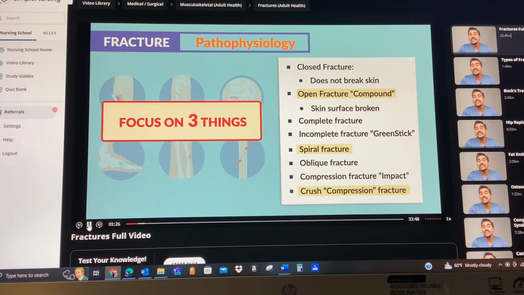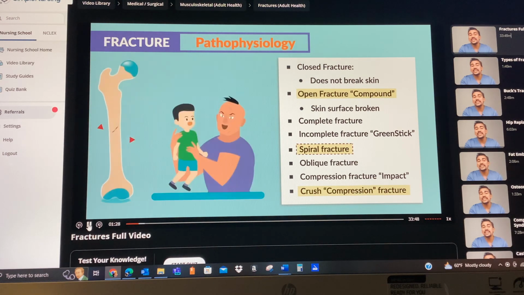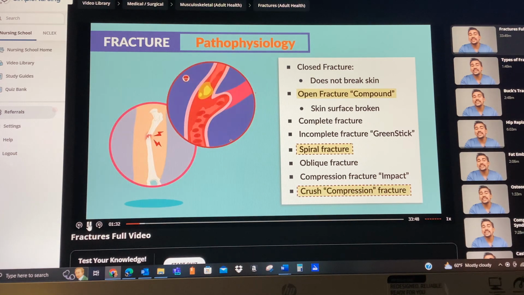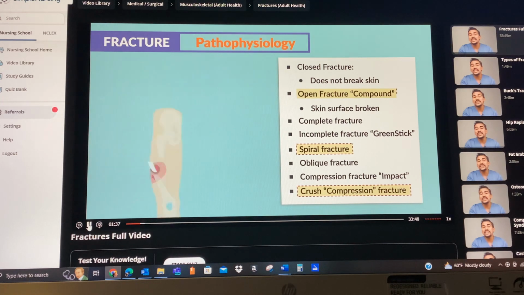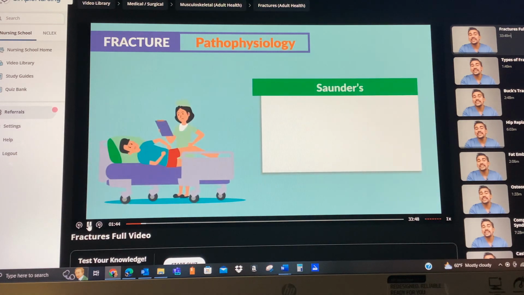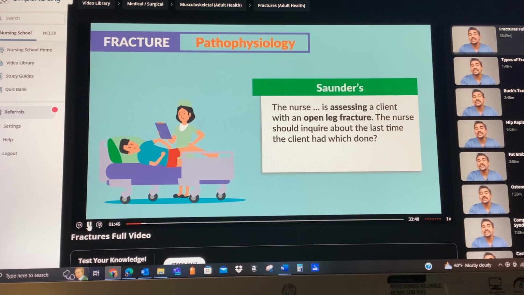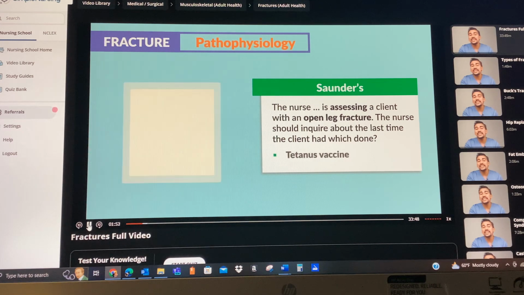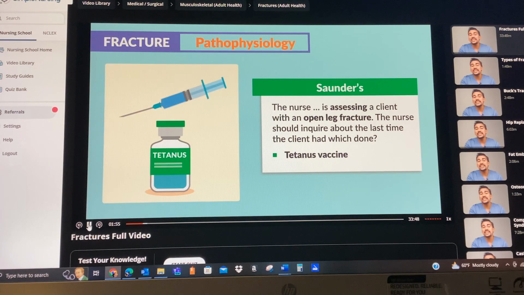I would focus on the 3 that are highlighted. A spiral fracture indicates child abuse in pediatrics. A crushing or compression fracture here, think deadly fat embolism. And an open fracture or compound leads to more infection because the skin is broken. So Saunders mentions, the nurse is assessing a client with an open leg fracture. The nurse should inquire about the last time the client had which done. A tetanus vaccine, yes, because any type of open fracture leads to more infection.